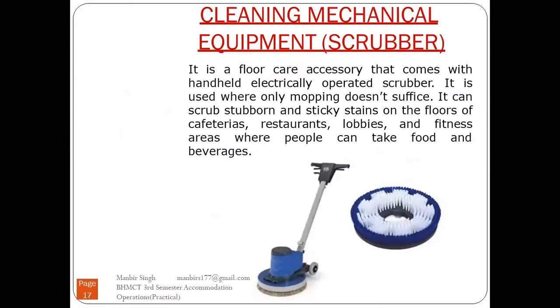Now cleaning mechanical equipment, that is the scrubber. Okay. So in public areas like big lobbies, banquets, outside in the gardens, they use scrubber machines to scrub. It is not possible to scrub the wall and floor manually. So that's why they use the mechanical scrubber.